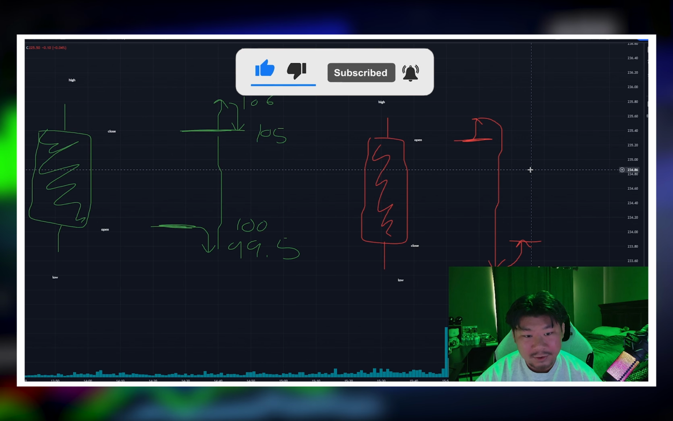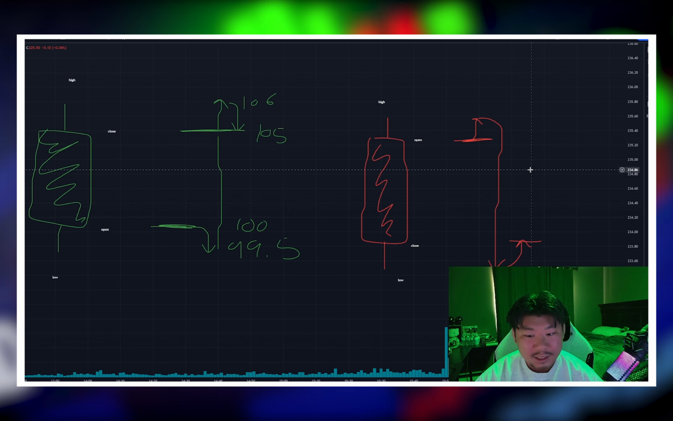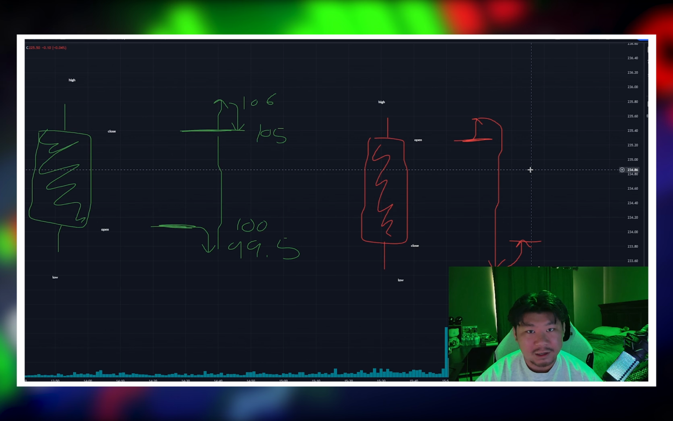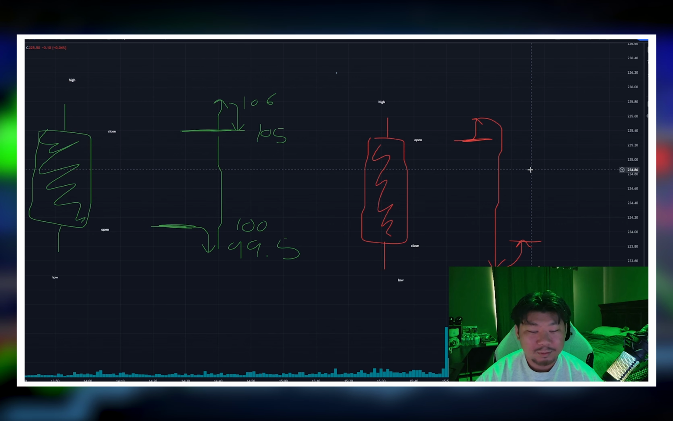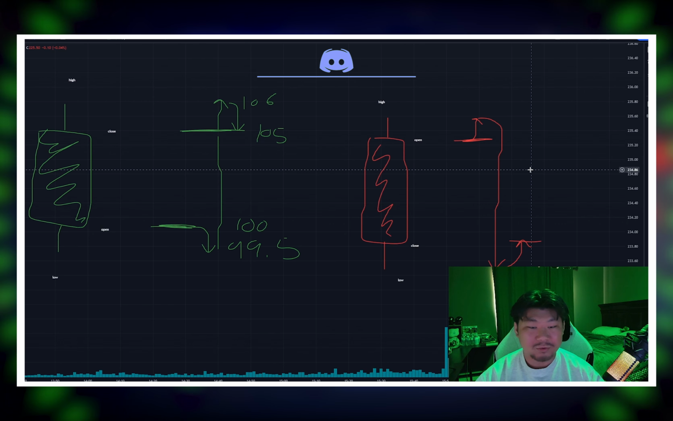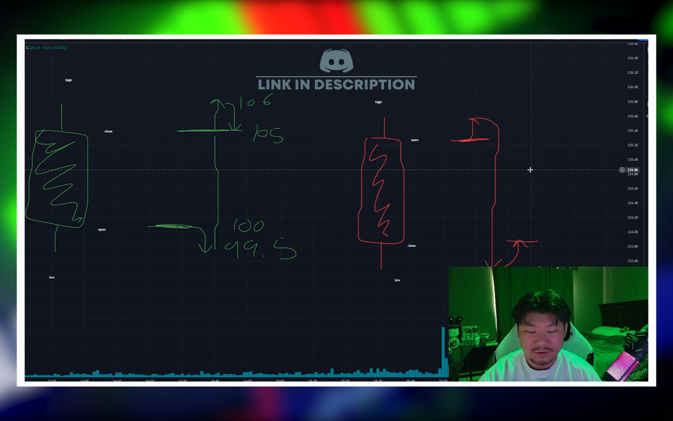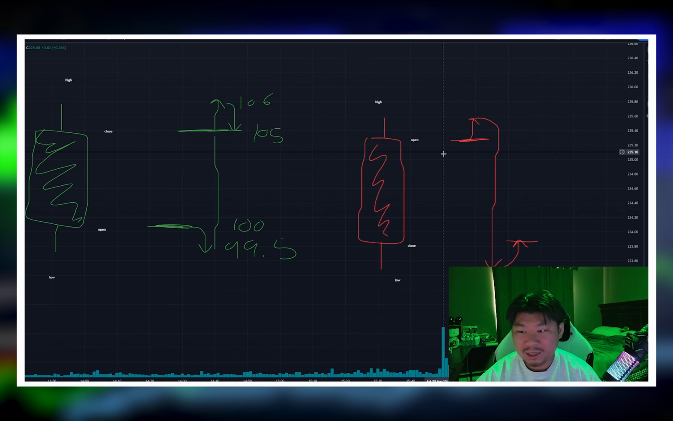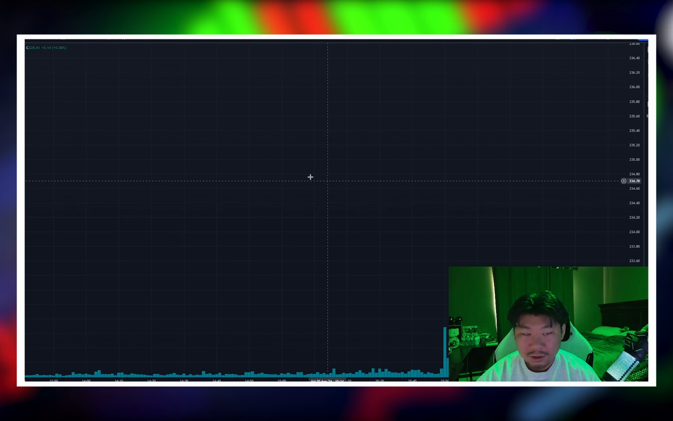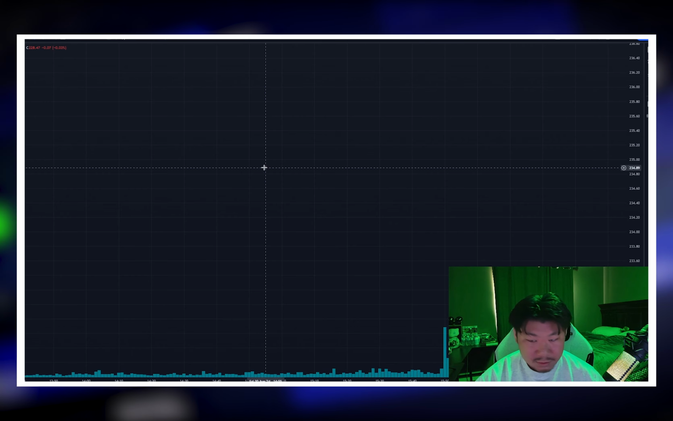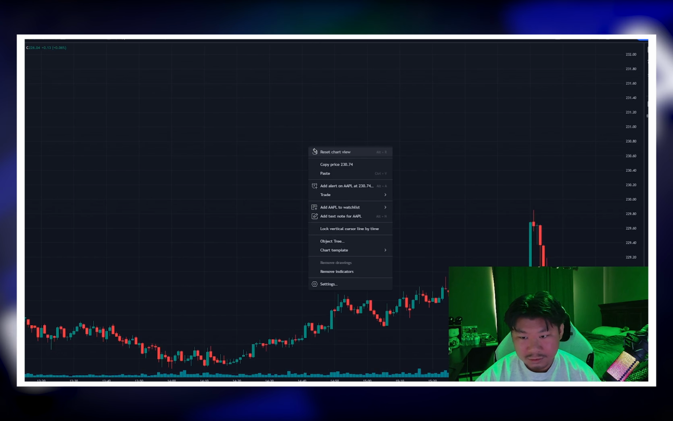Once we understand how candlesticks move, it gives you a better understanding of how to predict. I don't like saying predict, but react to the price action that's in front of us. So let me get rid of everything on this chart right now. And let's just go into some examples on Apple here.